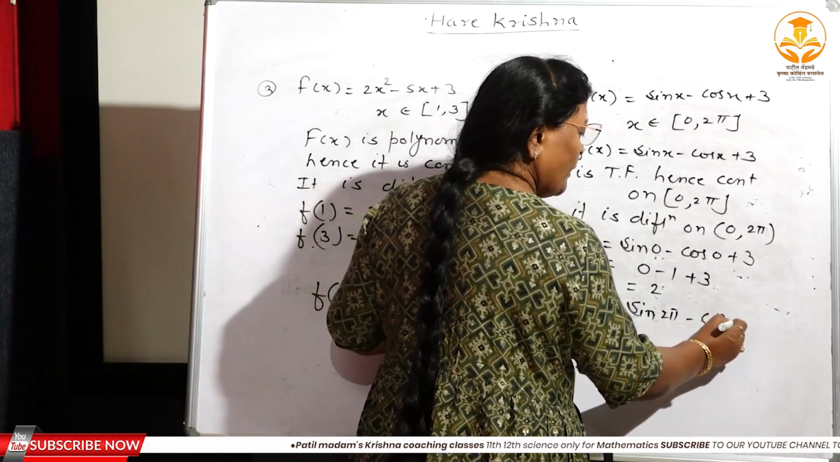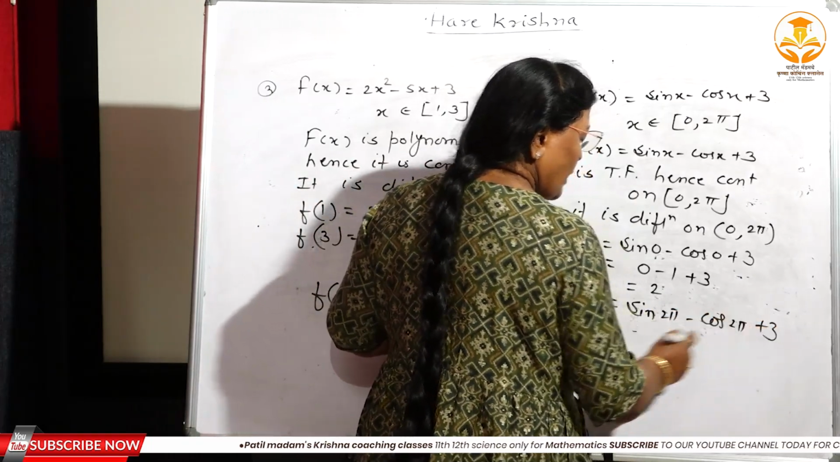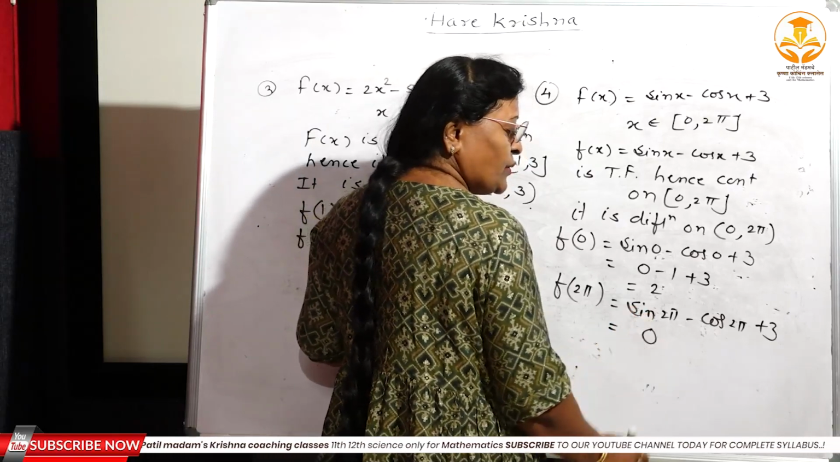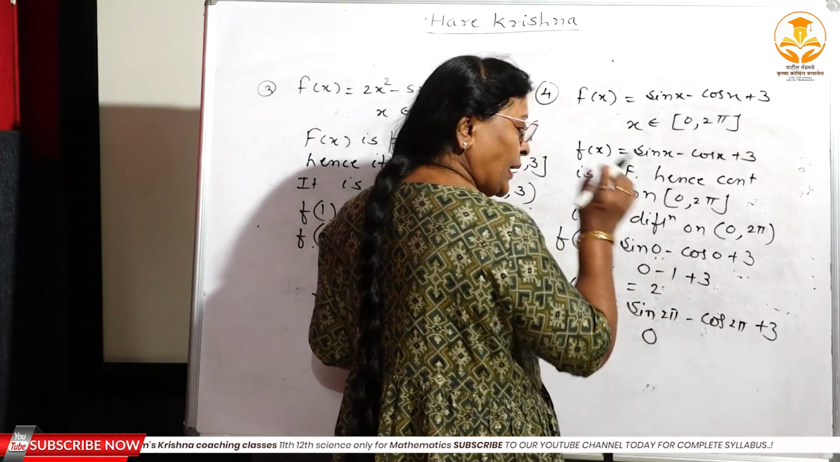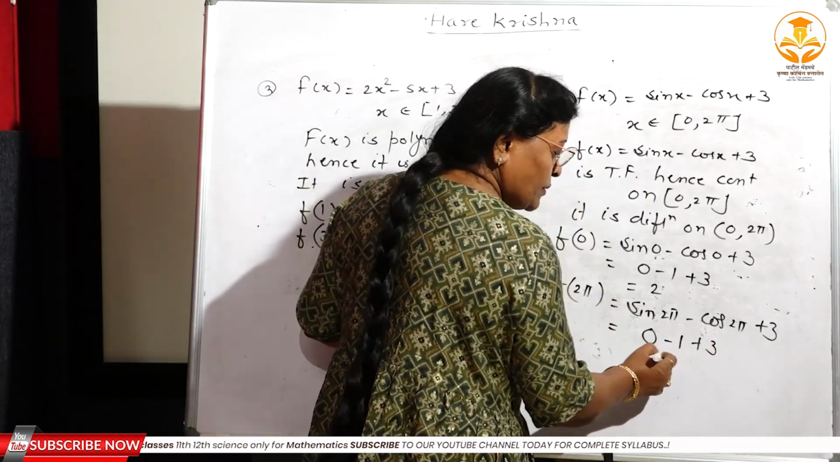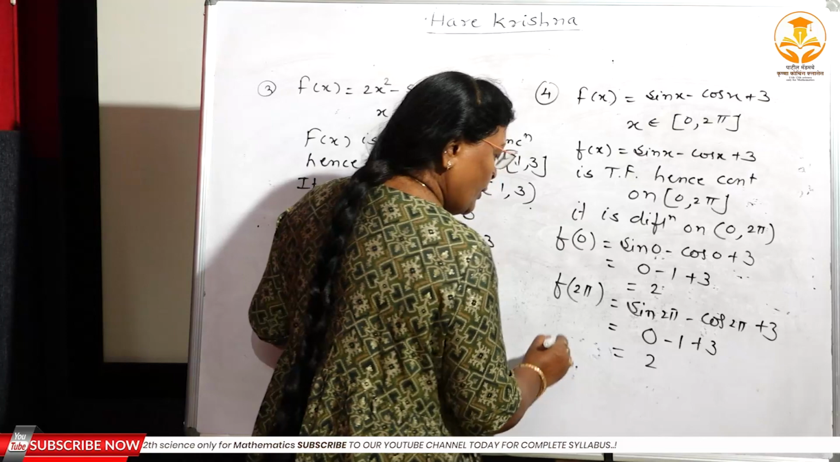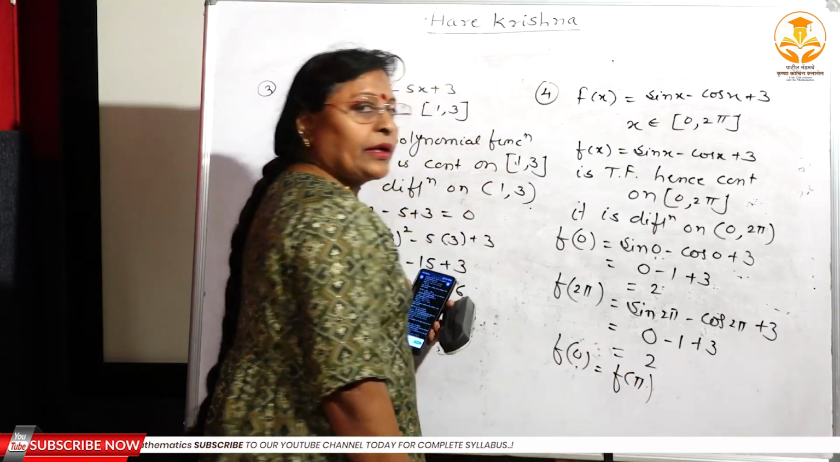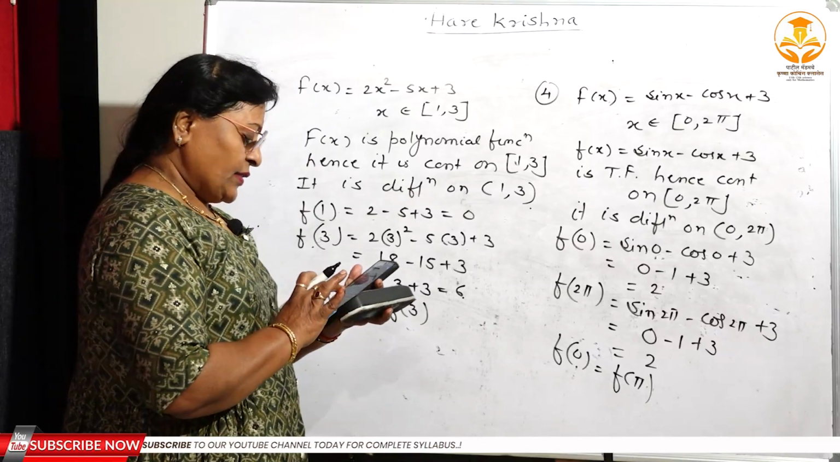Again, we want to find out f of 2 pi: sin 2 pi minus cos 2 pi plus 3. Sin n pi is always equal to 0. The value of cos 2 pi is always equal to 1. So 0 minus 1 plus 3, again 2. Again, f of 0 is equal to f of 2 pi. Therefore, the conditions of Rolle's theorem get satisfied, right?